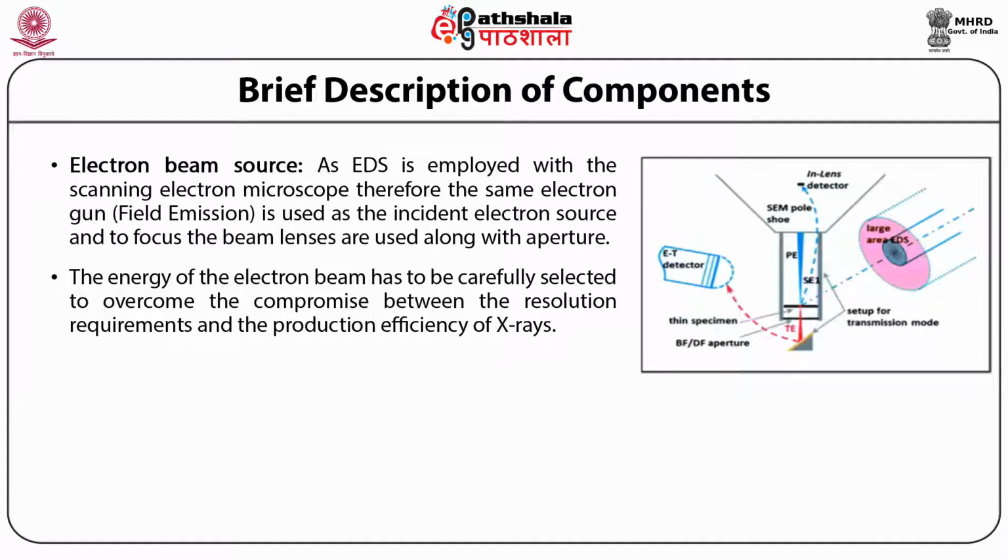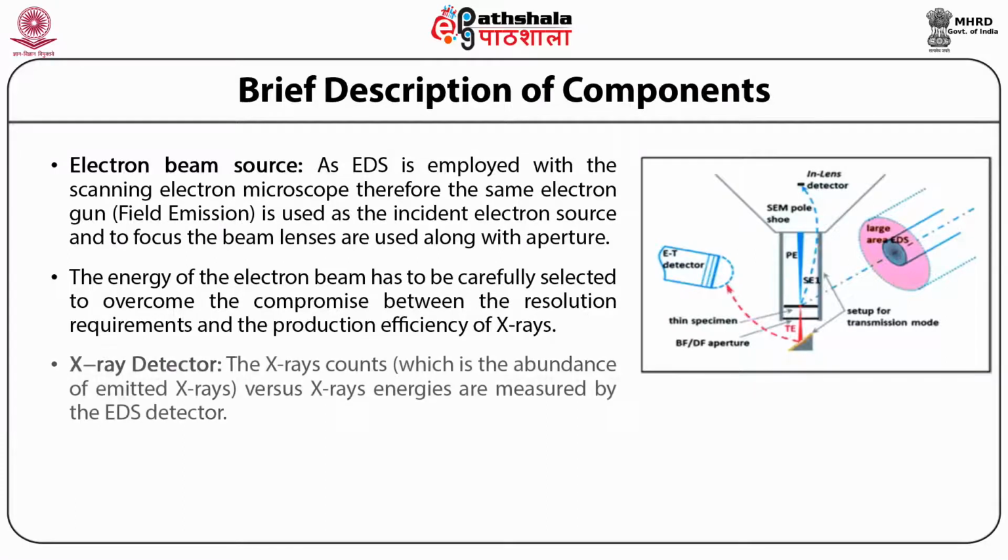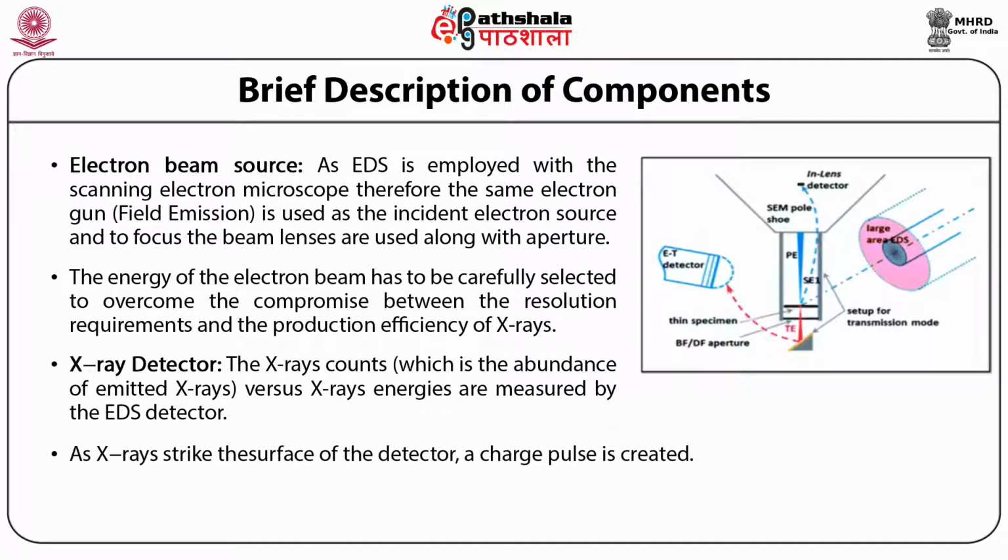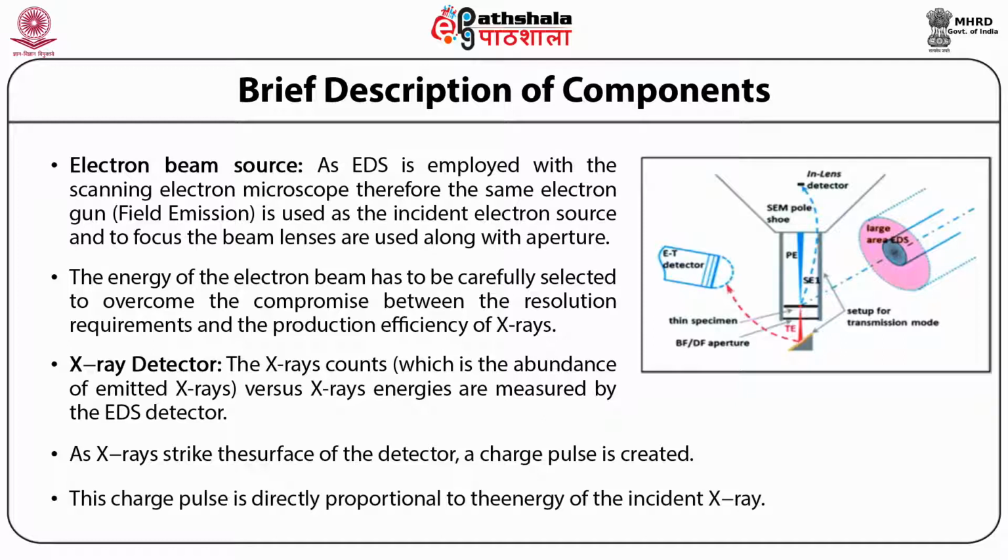The produced X-rays are detected by two crystal spectrometers. Second is the X-ray detector. The X-ray counts, which is the abundance of emitted X-rays versus X-ray energies, are measured by the EDS detector, a solid-state device which is based on lithium drifted silicon. As X-rays strike the surface of the detector, a charge pulse is created. This charge pulse is directly proportional to the energy of the incident X-rays.